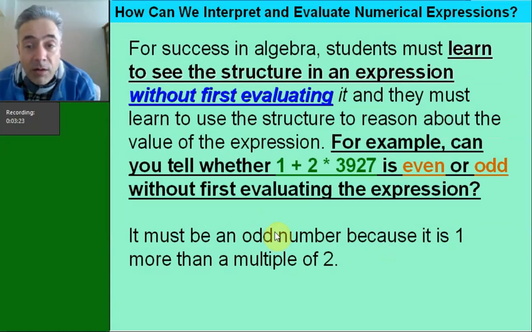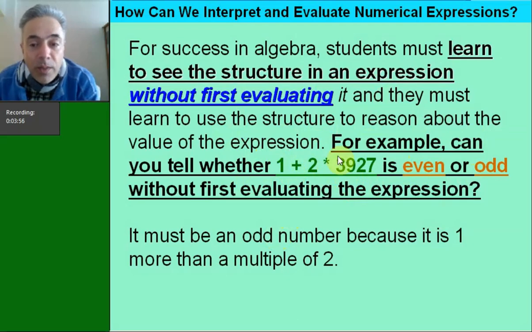For success in algebra, students must learn to see the structure of an expression without first evaluating it, and they must learn to use the structure to reason about the value of the expression. For example, we can tell that 1 plus 2 times 3,927 is even or odd without first evaluating the expression. This is easy because when you multiply by 2, it becomes even. When you add 1, it becomes odd.